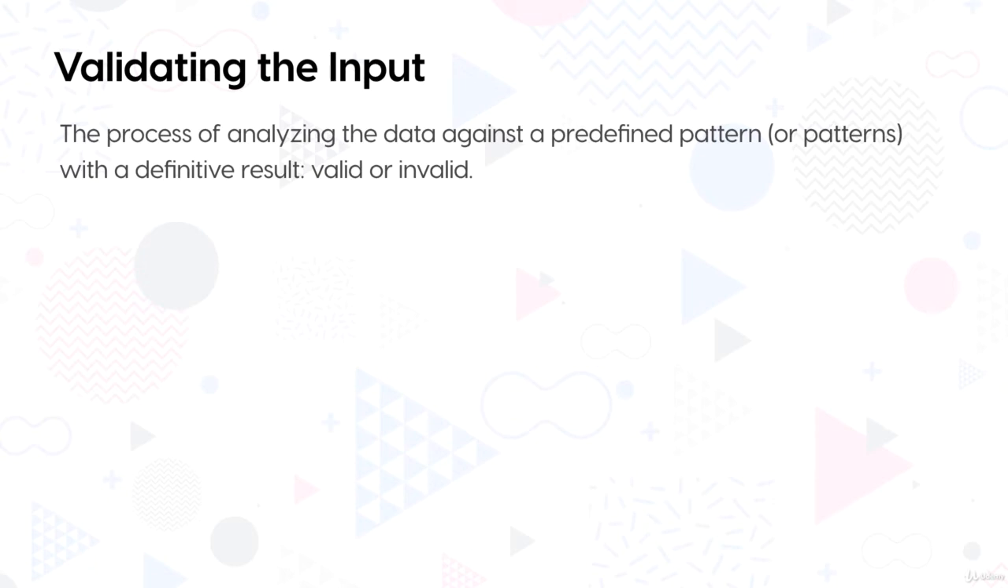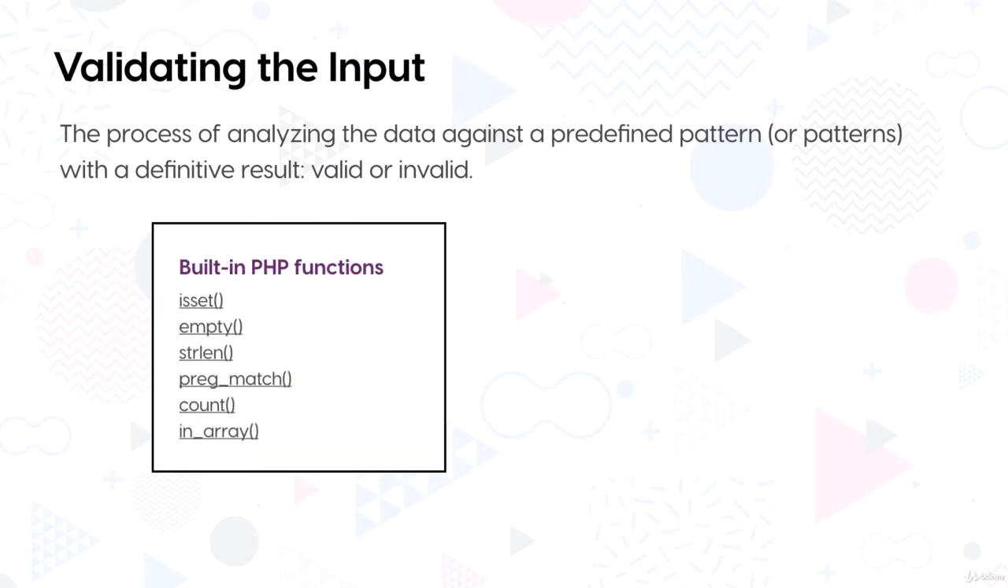So this is the definition of validation according to WordPress. And validation is very strict. You have to decide whether your data is valid or not. There is no middle ground. And in order to perform validation, you can use built-in PHP functions like isset, empty, strlen, preg_match, count, in_array, and so on. And we'll have some examples throughout this course.